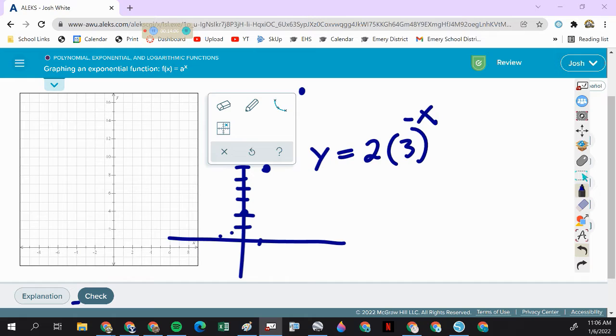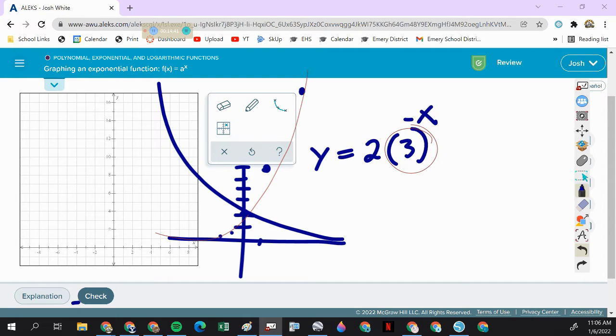So anything that happens to the x changes all the x values. If I took all the positive x's and turned them into negative x's, and I took all the negative x's and turned them into positive x's, what effect is that going to have on the graph? It's going to flip across the y-axis. So even though this looks like an exponential growth, that negative x is going to flip it across the y-axis, and the graph will actually look like that.